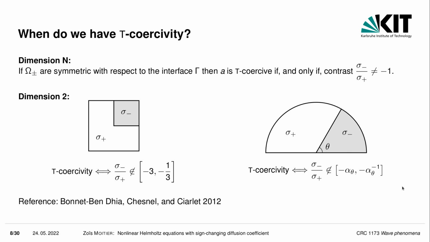Okay, so now we have examples where this T-coercivity is verified. There are also examples in 3D, but in 3D it becomes more complicated when you have corners or wedges and stuff like that. So let's stay simple here.